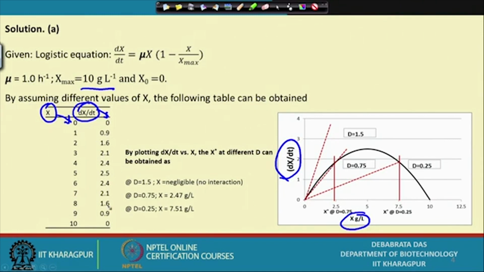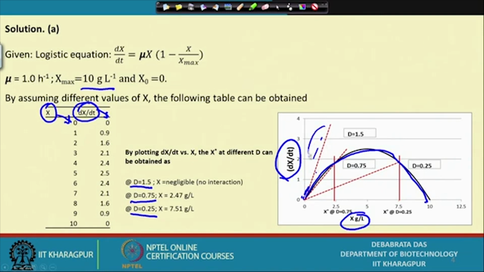And if we have this, then we will be having this kind of plot. Once we have this plot, then we shall have to find out at different dilution rates, D equal to 1.5 hour inverse, 0.75 hour inverse, and 0.25 hour inverse, what will be the x value? Now, if you consider D value is 1.5, we find that tan theta is a little bit high, so it will not touch the curve.